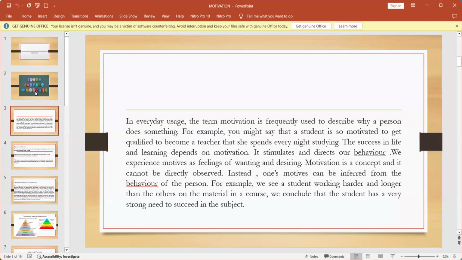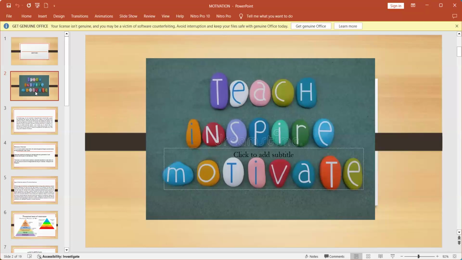So why is motivation very important to teachers, right? I will tell you why. According to the existing literature, education is a failure due to lack of motivation. Education is a failure due to lack of motivation. Maybe the students are not motivated to learn.